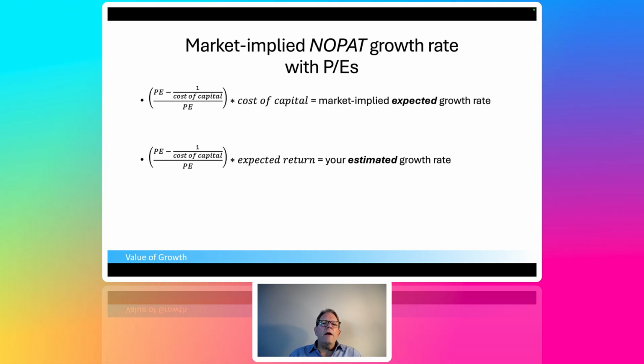This is where it gets kind of fun. If you take the same equation on the left and you multiply that by your expected return, what you want to get in the stock, that's your estimated growth rate. So if the cost of capital is 10, but you think you're going to make 15% in the stock, then you obviously need a higher growth rate. So these are kind of fun equations. I'm going to use these momentarily.